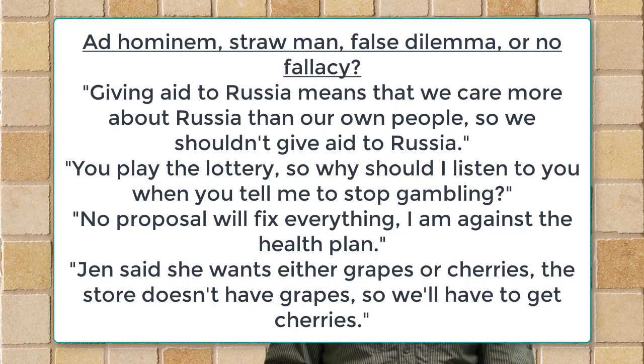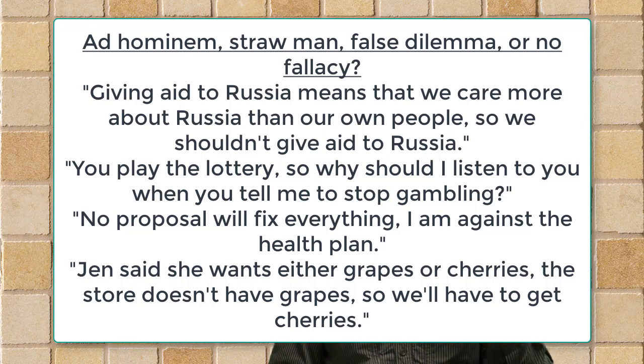Jen said she wants either grapes or cherries. The store doesn't have grapes, so I'll have to get cherries. So this is a perfectly reasonable argument, and it seems like a false dilemma because it says either or. But notice, it's not an illegitimate dilemma. There can be a real dilemma, right?